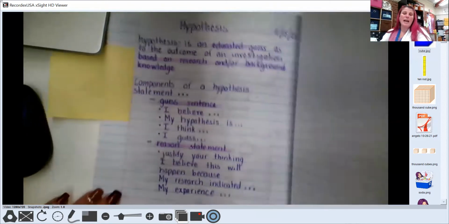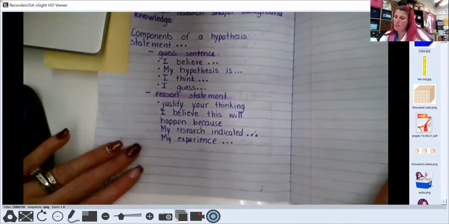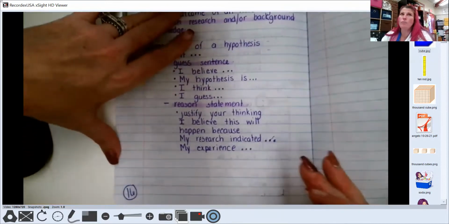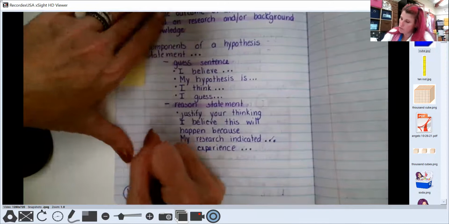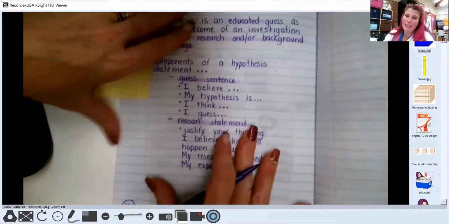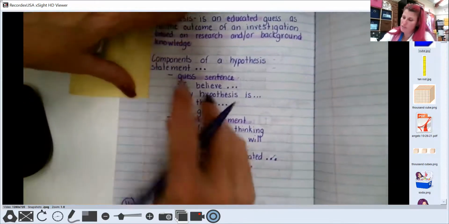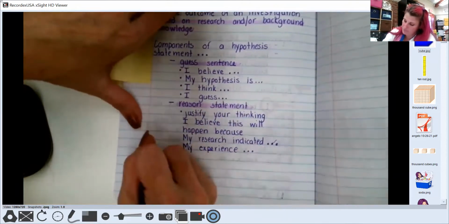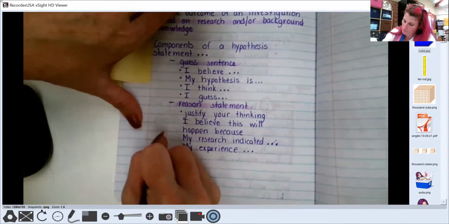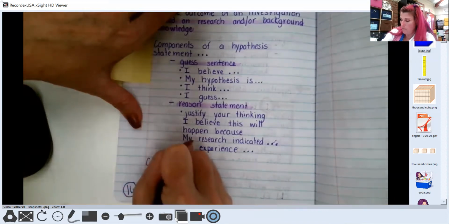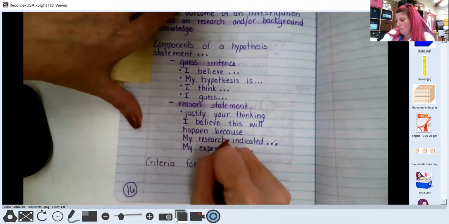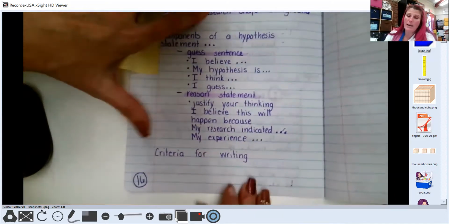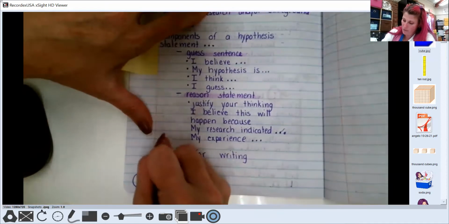All right. The next thing I want to talk about is the criteria for a written paragraph. So this is criteria for writing your hypothesis. These are the components, the pieces it has to be made of. Now we're going to talk about the criteria. So the criteria for writing is I expect paragraph form.